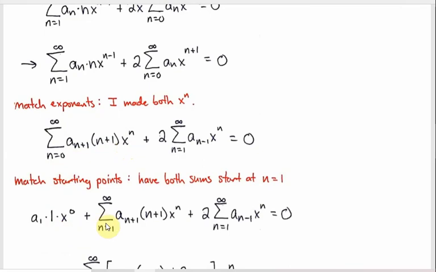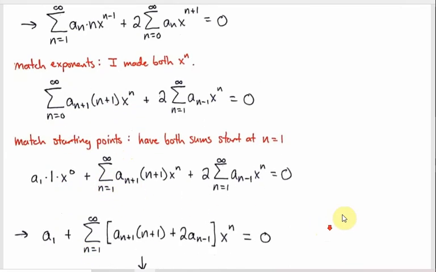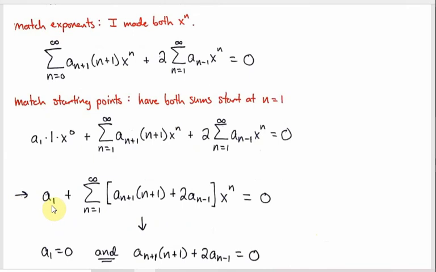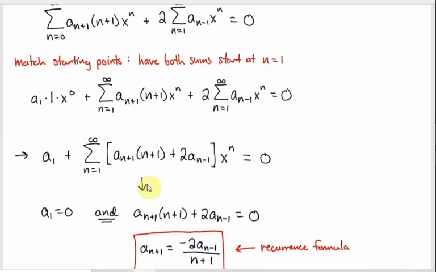And then the rest of that sum, we could start at 1, and then these two you could combine together, which is what happens on the next step. So a1 out there by itself plus the sum from n equals 1 to infinity of, then we're going to have this big coefficient multiplied by x to the n. So from the first sum, a sub n plus 1 times n plus 1. From the second sum, 2 times a sub n minus 1. So what are we getting?